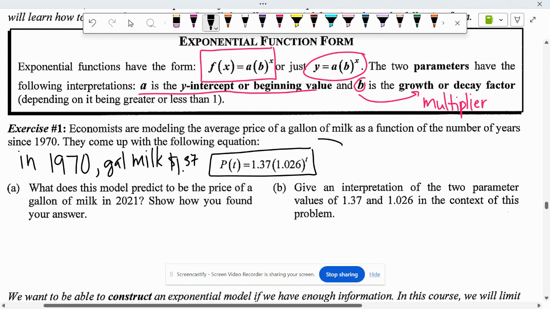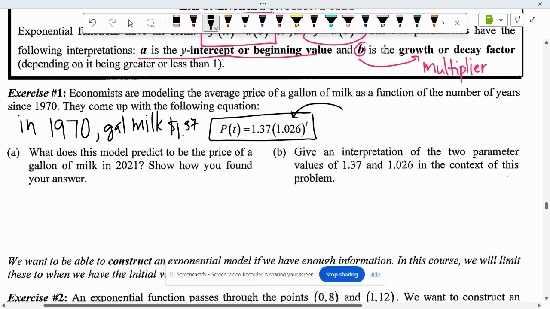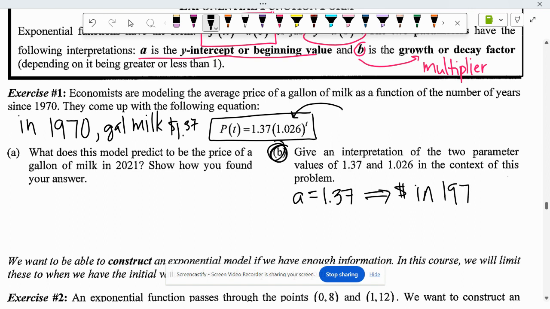What does this mean? What is that 1.026? It's the growth. Okay, how much is it growing? So question B says, give interpretation of the two parameters. We know that a, we just said, is 1.37, and that's the price in 1970. We know what the b rate is, but I want to know what the growth percentage is.